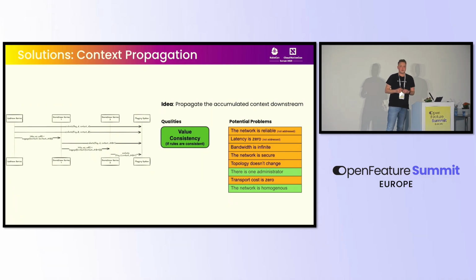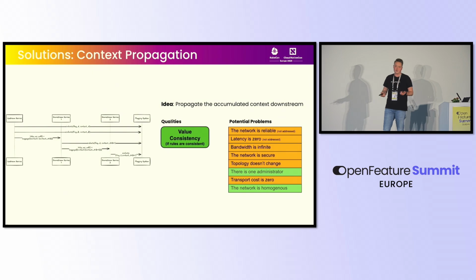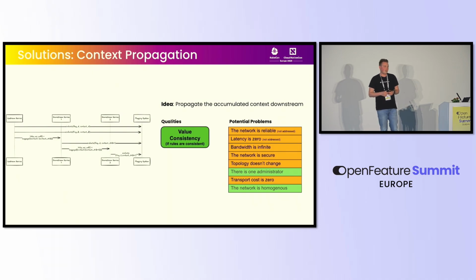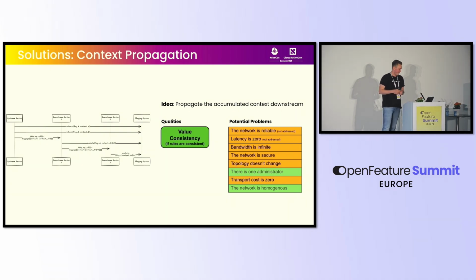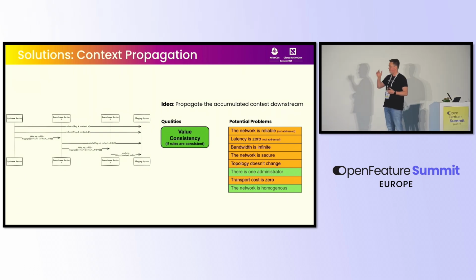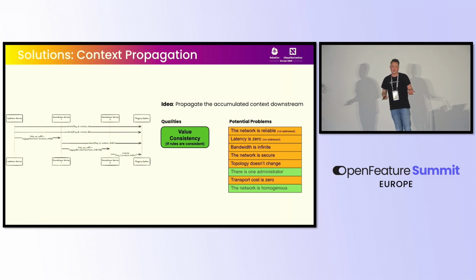But it's not granted, because value consistency only works if the context is not changing while going down the chain. Because if we add another property, a rule might decide to return something completely different. And then we have some or many of these potential problems listed here. It simply doesn't address reliability or latency, because we don't do anything for that. We've had it already: bandwidth is infinite and transport cost is 0. They apply.